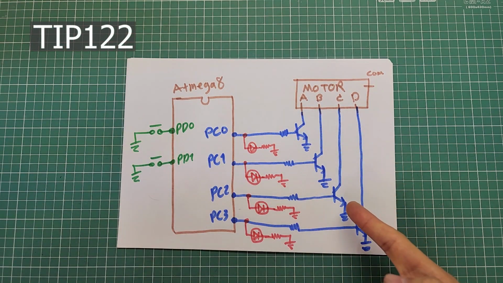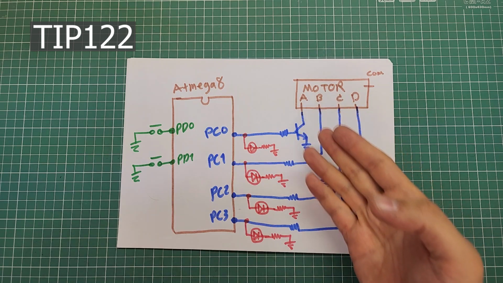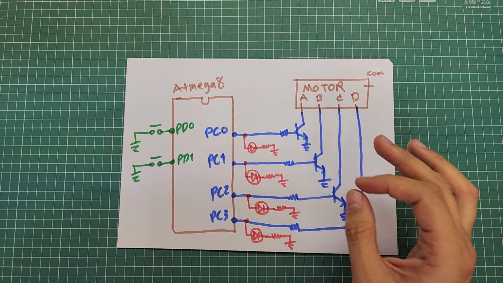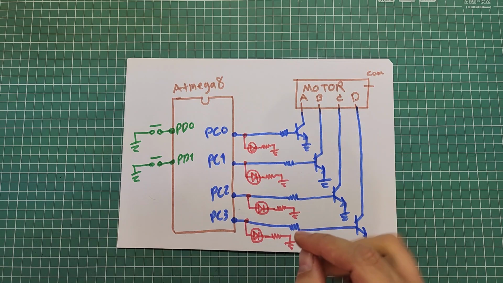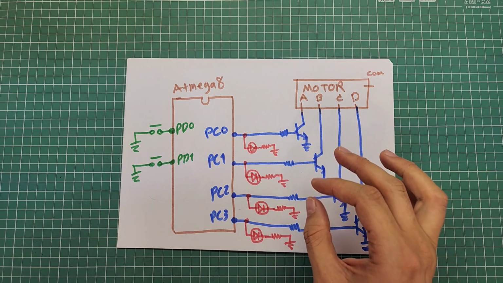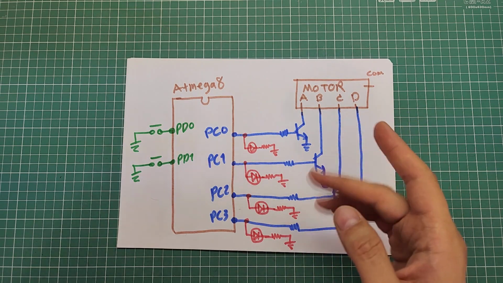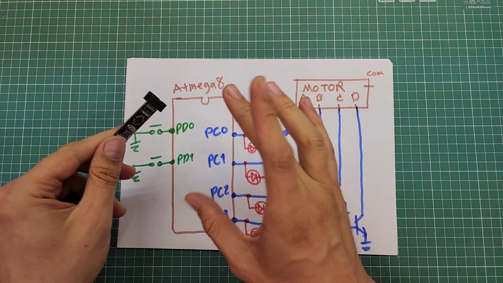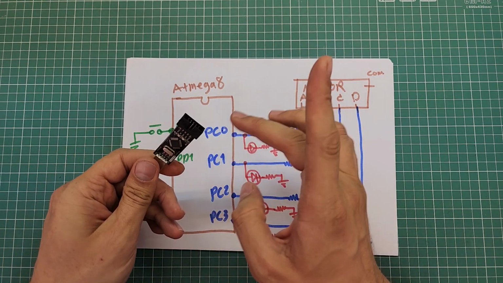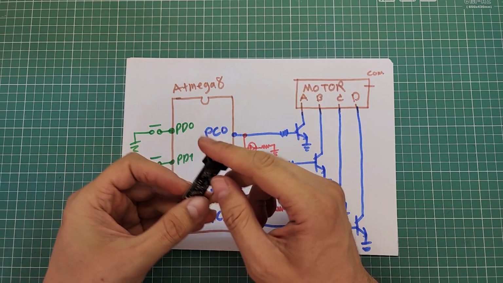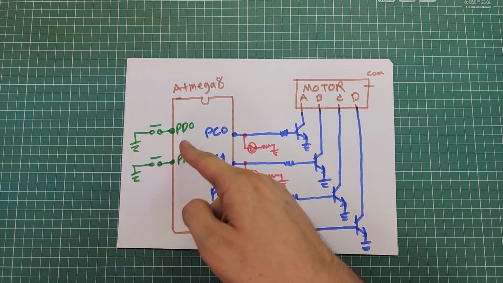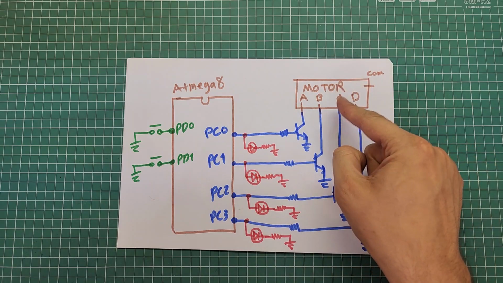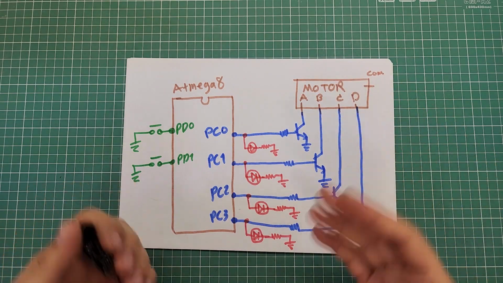These are TIP122 Darlington pair transistors that can switch loads up to 5 amperes, and these LEDs are here for indicating the signal on microcontroller output terminals. You also need to connect MOSI, MISO, SCK and reset terminals on the microcontroller to corresponding pins on the programmer. I have used 2 pins here as input to control the speed of the stepper motor. Let's set up the circuit and test it.